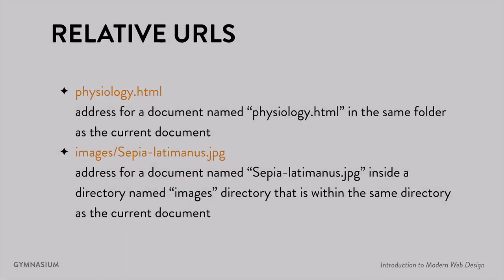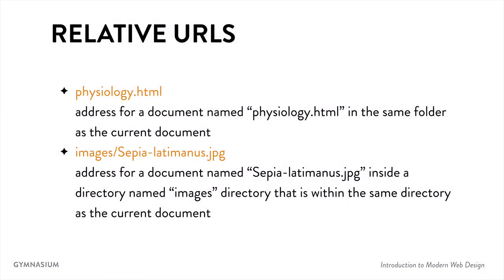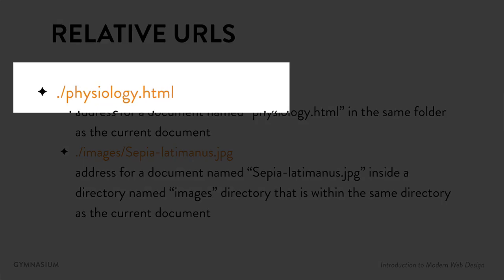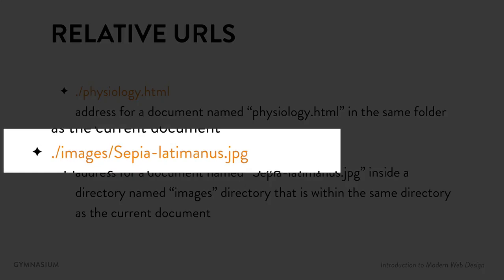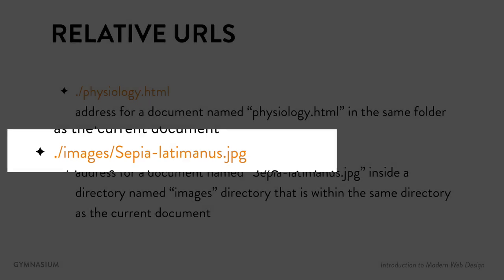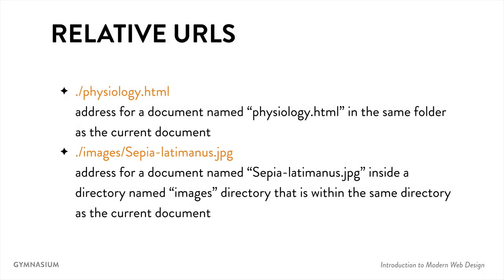Now, another kind of relative URL that we have uses the ./. You don't see this all that often, but ./ simply means start where this document is and then move. So in this case, ./physiology.html is the same as simply saying physiology.html. ./images/sapia-latimanus.jpg is the same as simply saying images/sapia-latimanus.jpg.